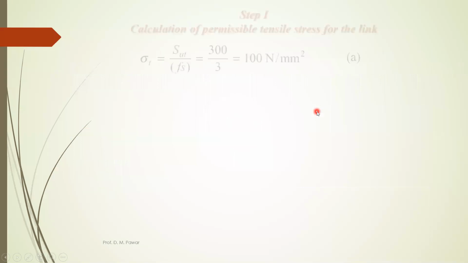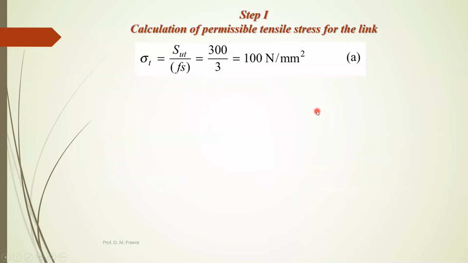In step number 1, we have to find the permissible tensile stress, as this cross section will be subjected to tensile stress and bending stress. So sigma t is SUT divided by factor of safety. There is a little change because this is a brittle material. So 300 divided by 3, SUT is 300 and factor of safety is 3. So allowable tensile stress is 100 Newton per mm square.